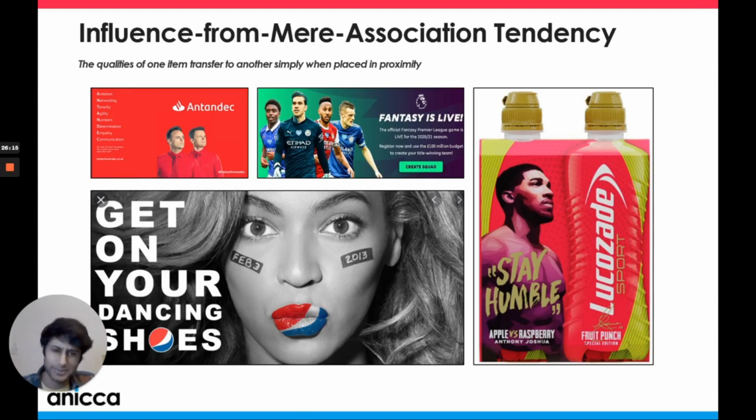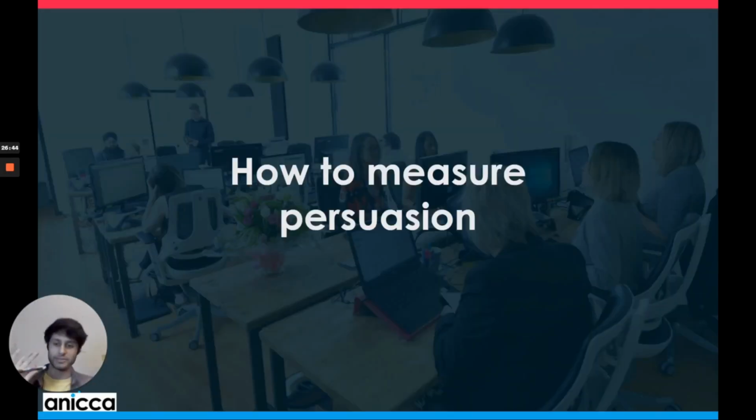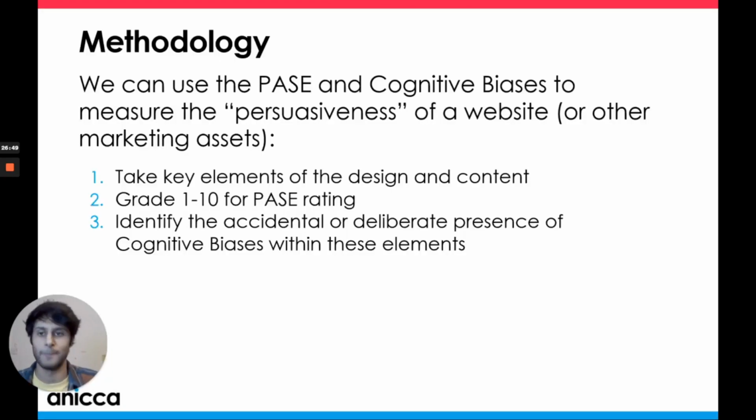You have Beyonce with Pepsi. You have Anthony Joshua with, this is his Lucozade endorsement. By the way, these two are really healthy people, but what they're endorsing has loads of sugar in it, like loads. So these companies, Lucozade and Pepsi, they know what they're doing. So influence from mere association is really, really powerful. So those are some of the examples, and now how to measure persuasion.